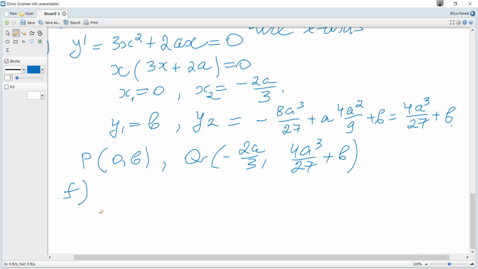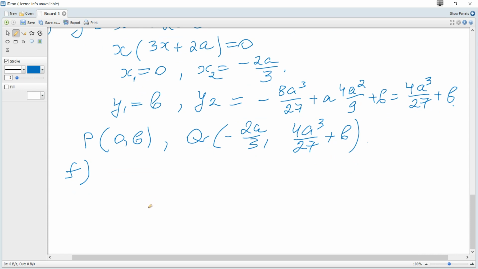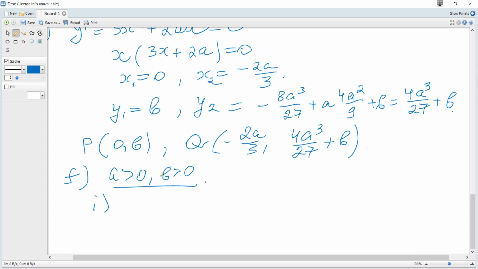F. Consider the points P and Q for a is greater than 0 and b is greater than 0. I. Find an expression for the second derivative and hence determine whether each point is a local maximum or a local minimum. 3 marks. And actually to find out whether it's maximum or minimum, it's not necessary to find the second derivative because we know that it looks like this, and for the lesser value of x, when a is greater than 0, this point will be less, so it will be this point and this will be here. And let's check by considering.